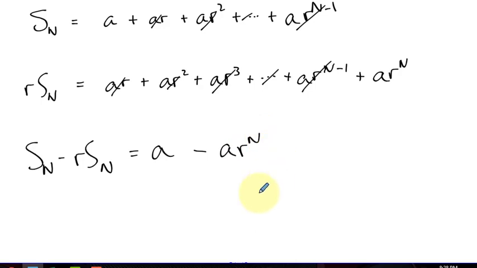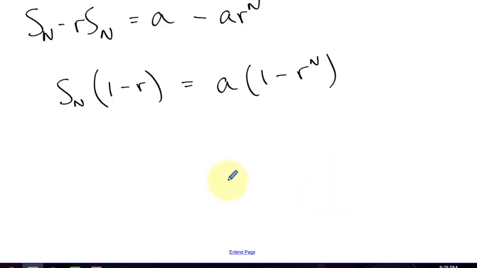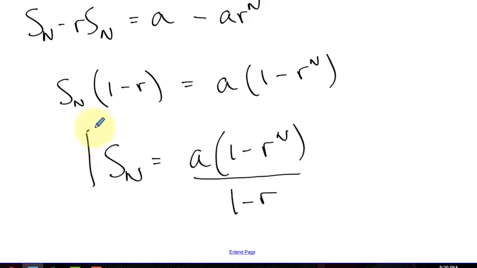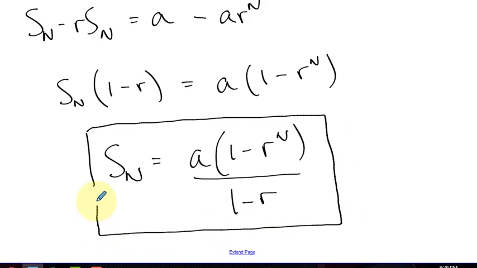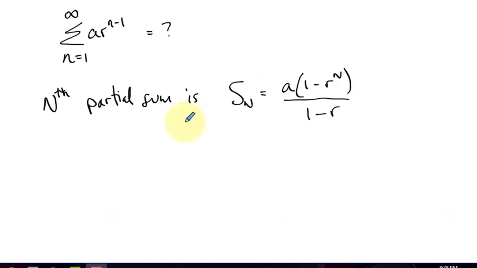What I could do with this now is, on the left hand side, I've got this factor of S sub n that I can factor out. We can factor out the a on the right side, and then we can divide by this factor of 1 minus r. Okay, so this is a formula for the sum of the first n terms of a geometric series. We could also call this the nth partial sum. So to recap, for a geometric series with first term a and common ratio r, the nth partial sum can be expressed or calculated with this formula.